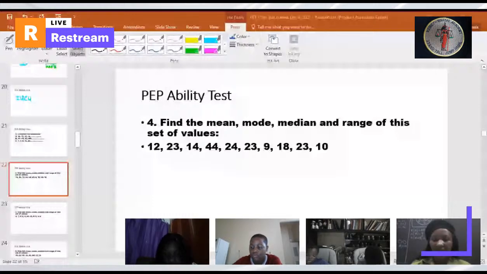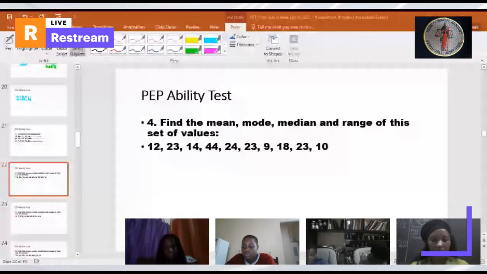And the range now, which is the difference between the biggest and the smallest. So the biggest is 44, the smallest is 9. What's the range? 35.